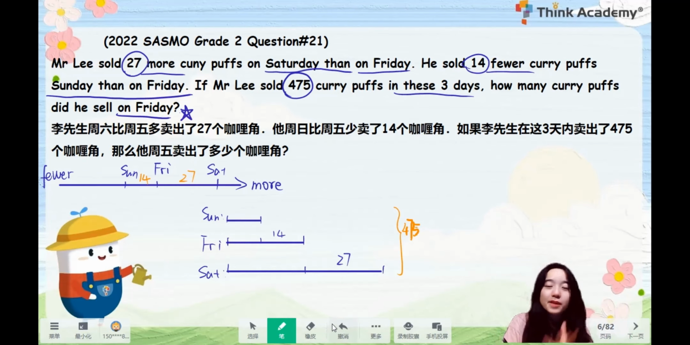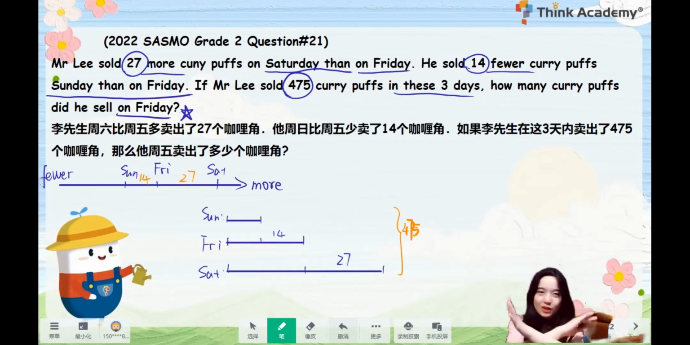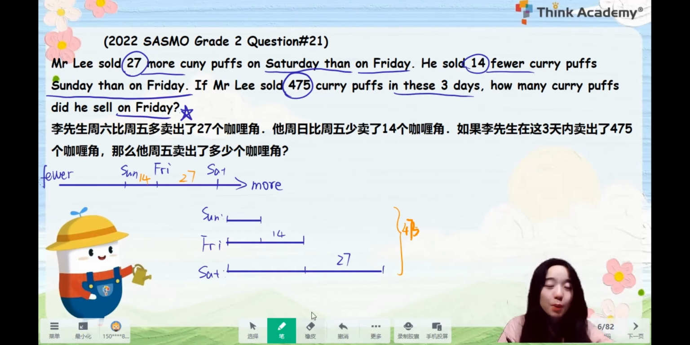Now, based on this picture, can we just divide 475 by 3? Definitely not. Only when we divide the total into equal amounts can we use division. So first, we had better use a triangle to represent the smallest amount and find the same part in the other line segments. Now our target becomes to find the total of these 3 triangles.